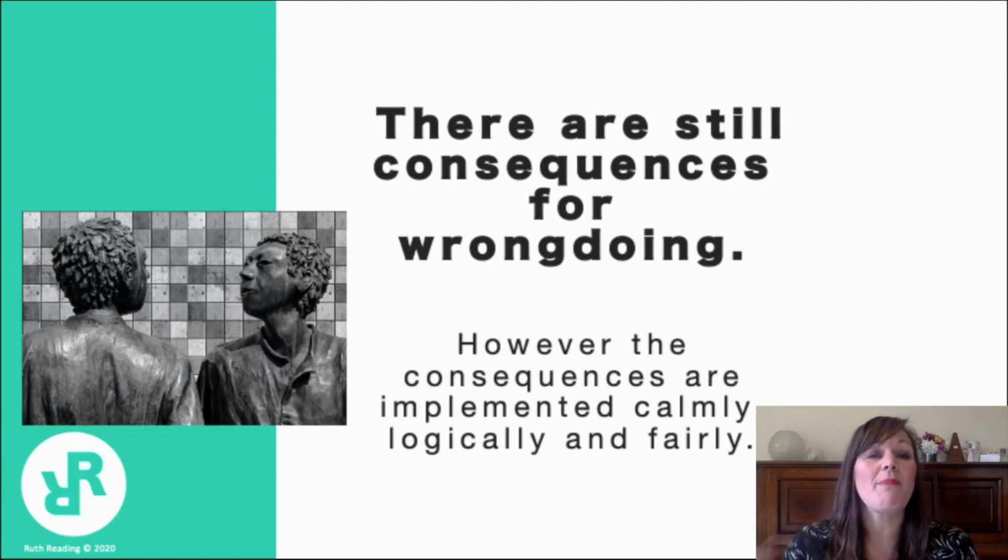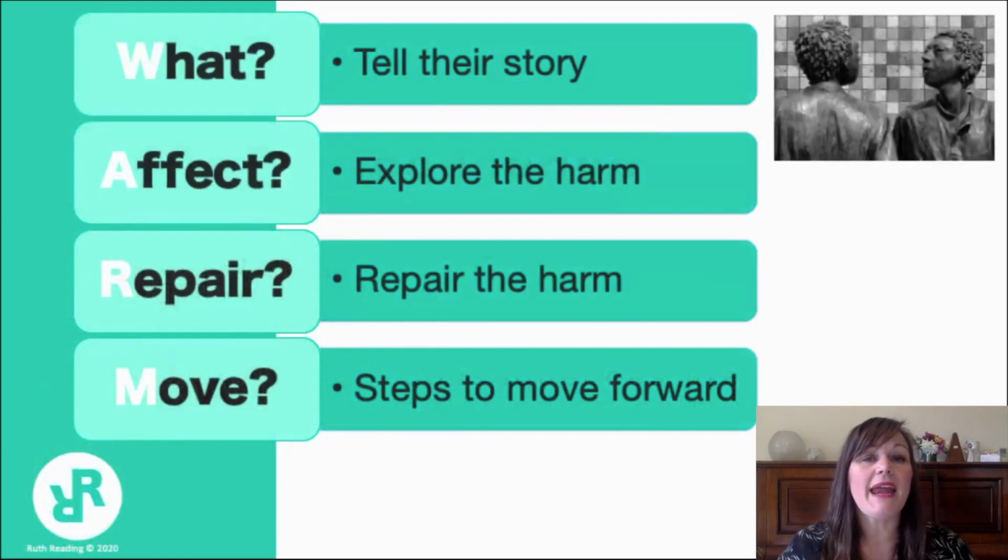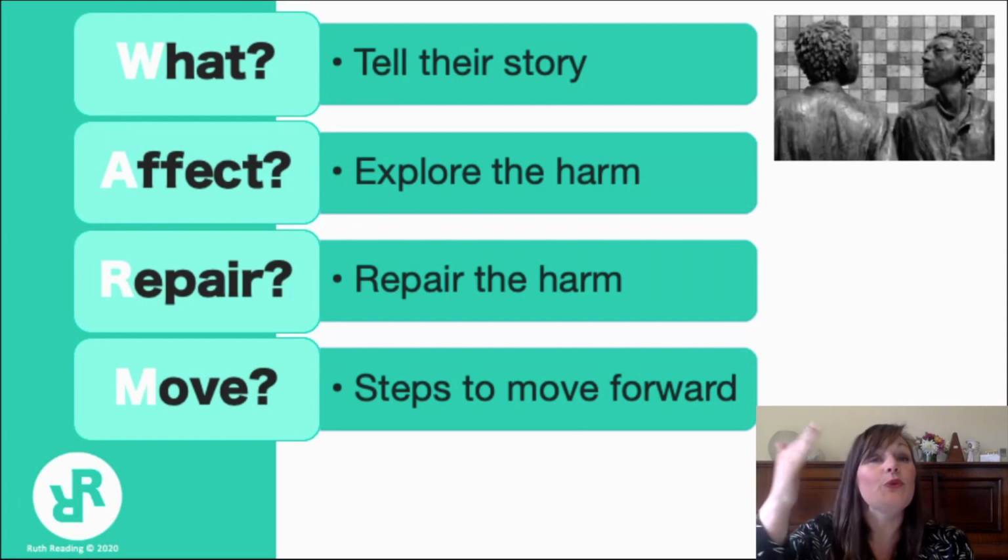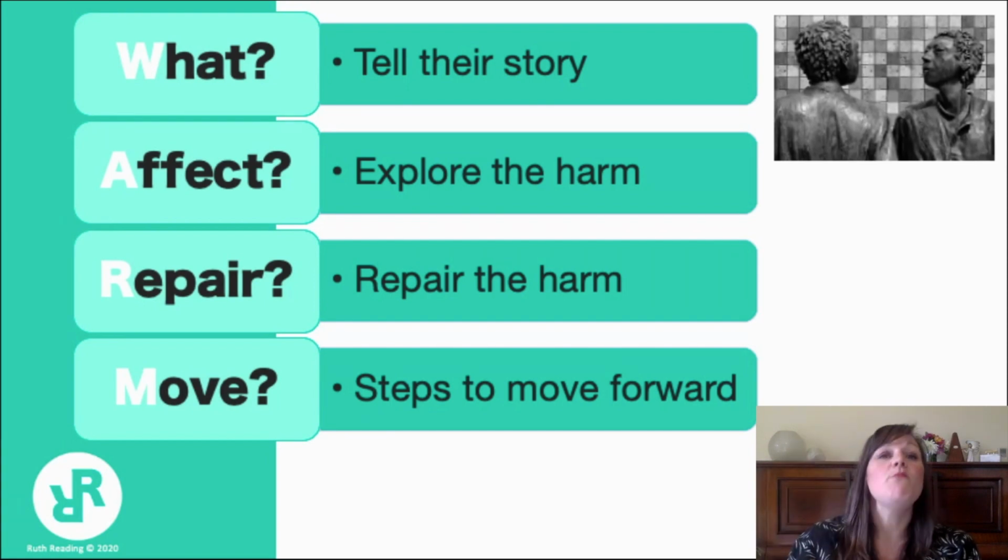That we can get caught up in the questions and forget where we are. And there's a great acronym that we use to help remember that there are four main steps in a restorative chat. What happened? We want them to tell their story. Affected: who was affected. Repair: how are you going to fix things? And move: how are we going to move forward? And so you'll find that if you can go through these four steps, you'll know the steps to help our students move through.